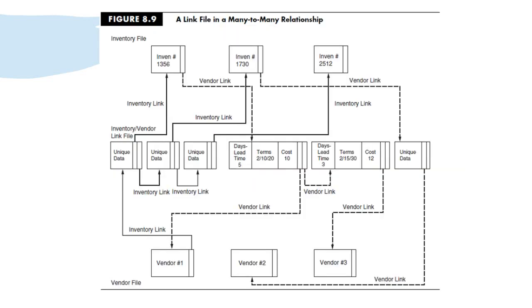Here is the figure: a link file in a many-to-many relationship. It is very useful when we have many relationships. For example, the first vendor has 1, 2, 3 products, and we bought all of them, and then this is the link. You use an arrow here, something like that.